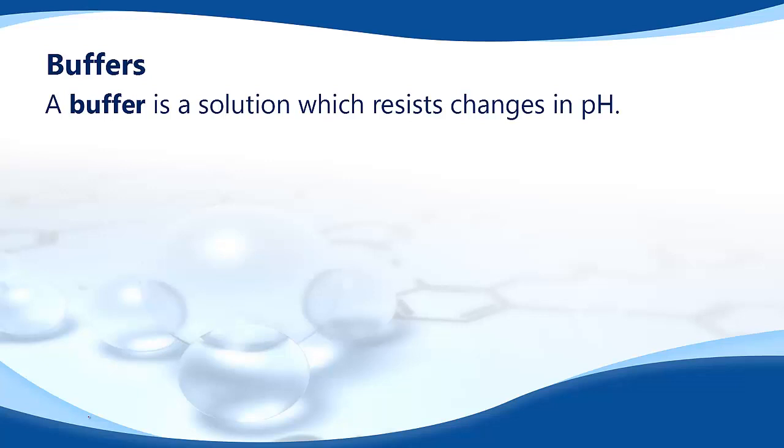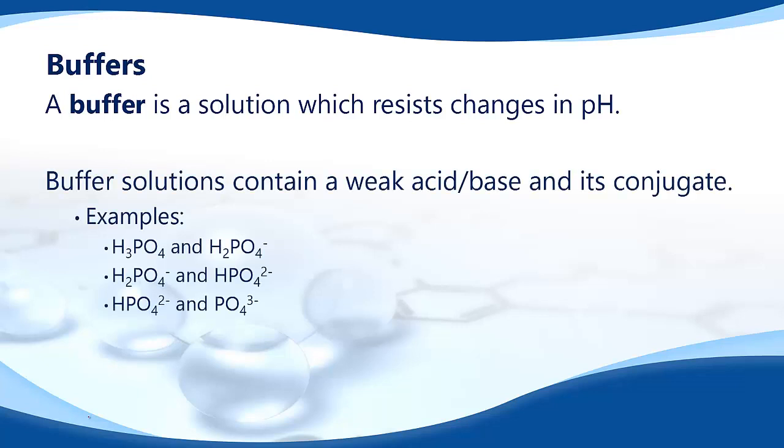The way that we go about making these is we combine a weak acid or weak base and its conjugate, right? So I have a few examples here. We have the weak acid phosphoric acid. Its conjugate base is the dihydrogen phosphate ion. Or we can make one with dihydrogen phosphate as our acid and hydrogen phosphate as our base. Or we can say hydrogen phosphate will be our acid and the phosphate ion will be our base.